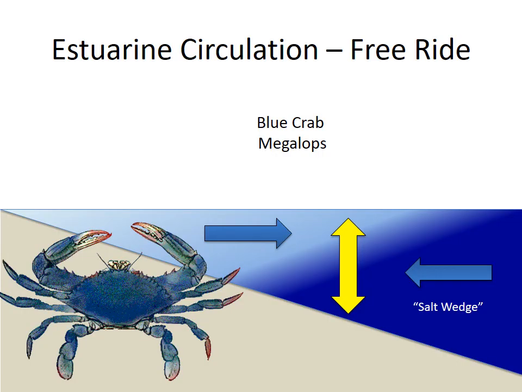All right, so some organisms in the estuary actually take advantage of the estuarine circulation to help them in their life cycles. This organism here is a blue crab, Callinectes sapidus, and this is a female. The females have red-tipped claws like this.